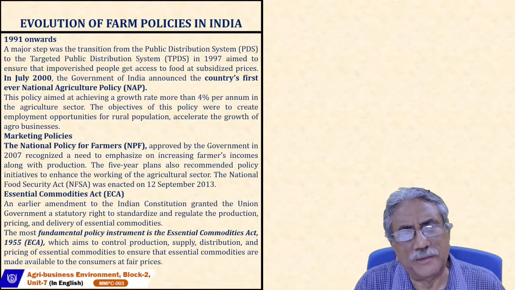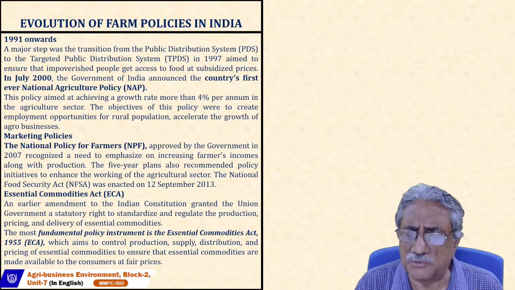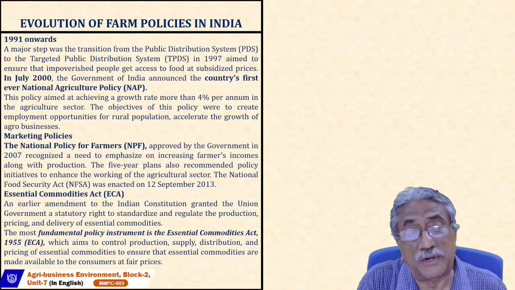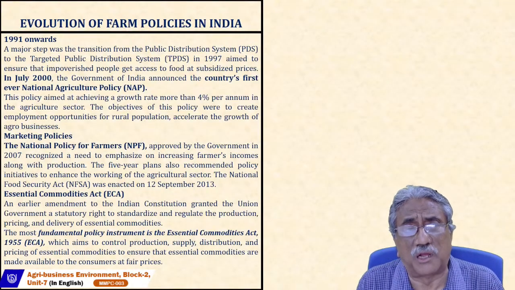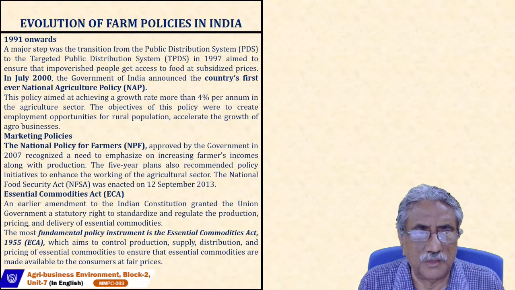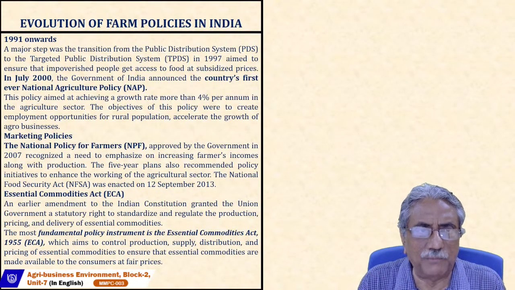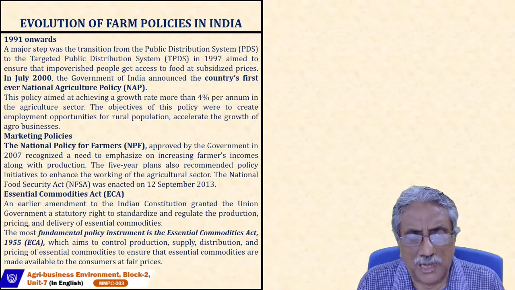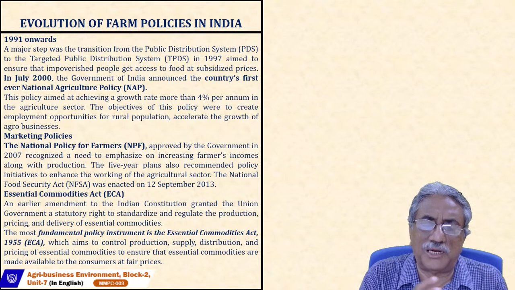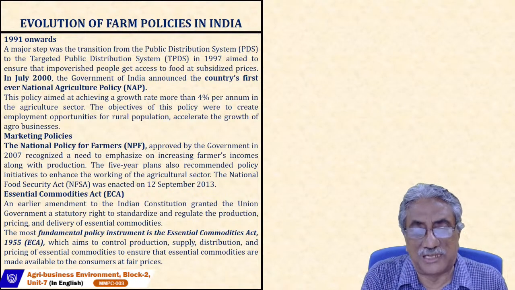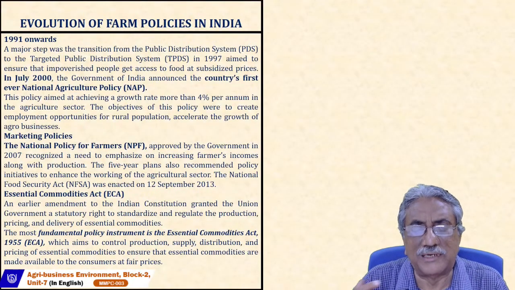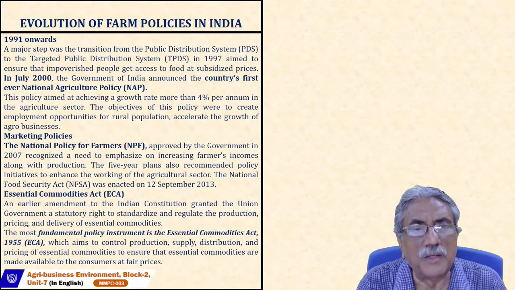In July 2000, the Government of India announced the country's first national agricultural policy. Imagine, in 1947 we got independence, but only in July 2000 we had the first national agricultural policy. When I make a policy, I aim at a growth rate. Given this population, and each person's demand for nutrition and food, what should be the agricultural growth rate? So the targeted growth rate was 4% per annum.